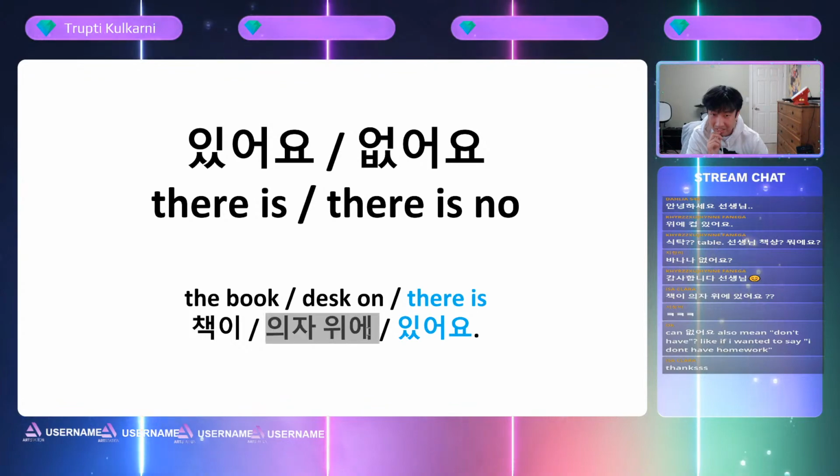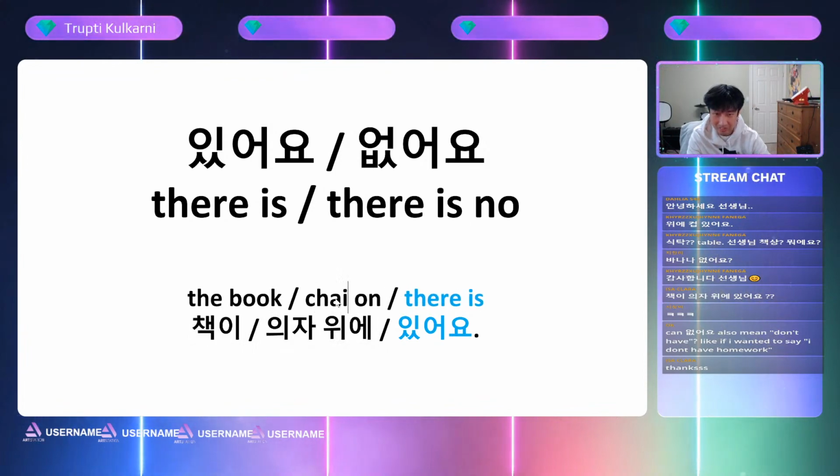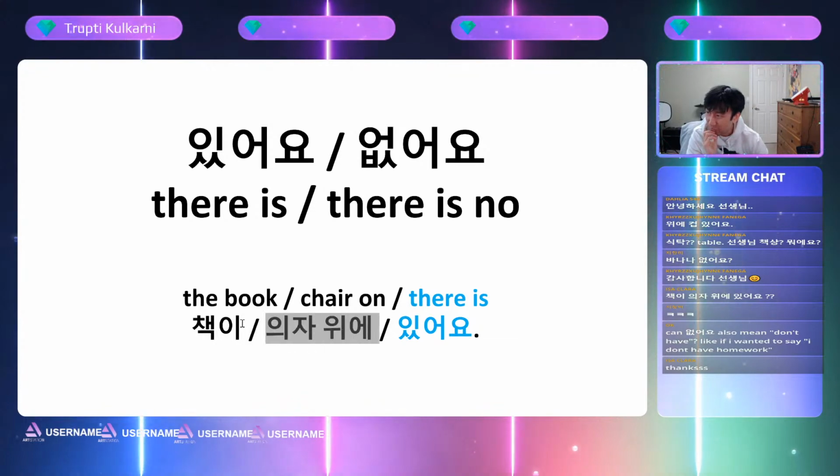Yeah, and again, this 의자 위에 can swap places with 책이. So you can say this first: 의자 위에 책이 있어요. 의자, sorry, it's chair. On top of the chair, there is the book. The book is on top of the chair.